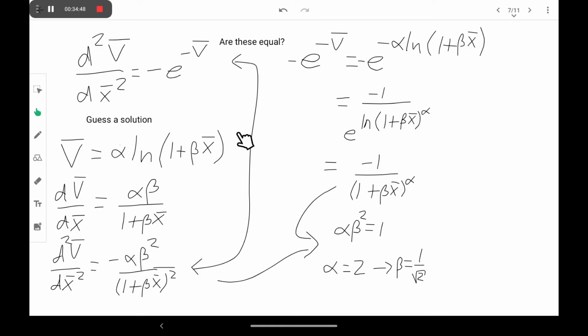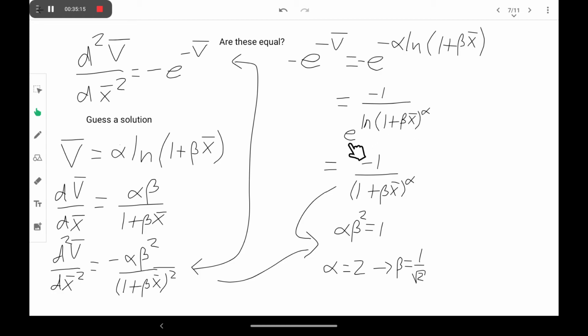guess in. So here we have negative e to the negative v bar equals negative e to the negative alpha natural log of the quantity 1 plus beta x bar. Well, that's the same thing as 1 over, because of that minus sign, e to the positive that stuff, and alpha in front of the natural log is the same thing as being an exponent on the argument here.